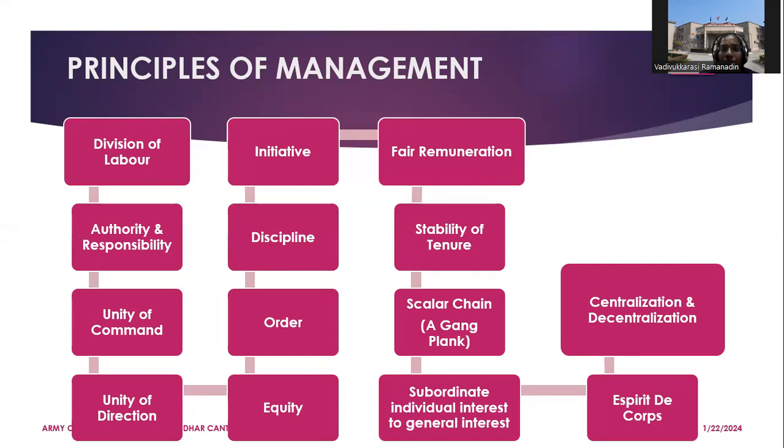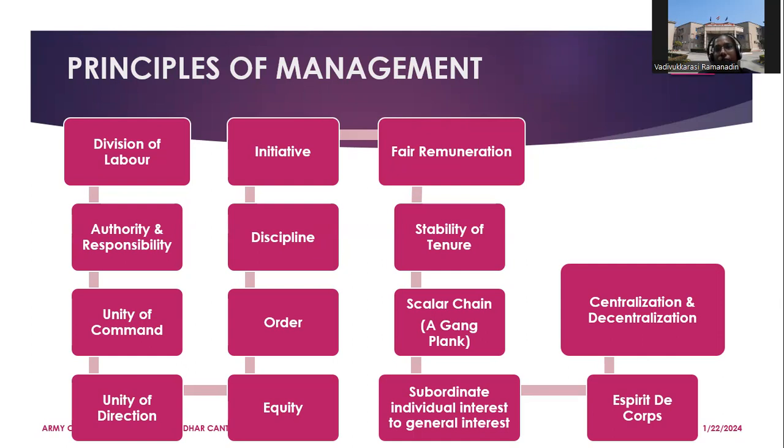And then unity of command. Only one person has to lead the group. That is very essential. In a group of people, if they are getting orders from many people, it is quite difficult for them to coordinate the work. So only one person should be in a position to give the direction or order to the group of subordinates. Unity of direction.